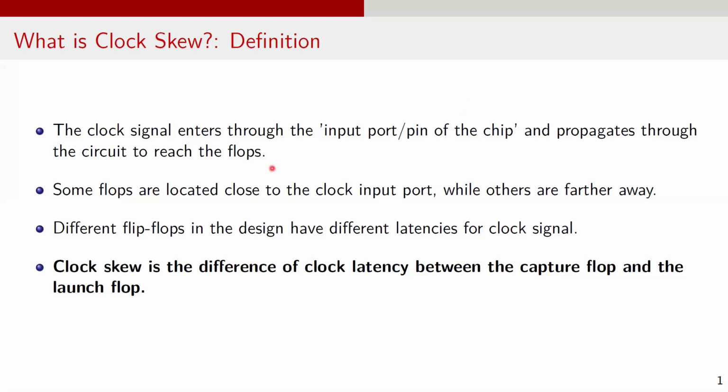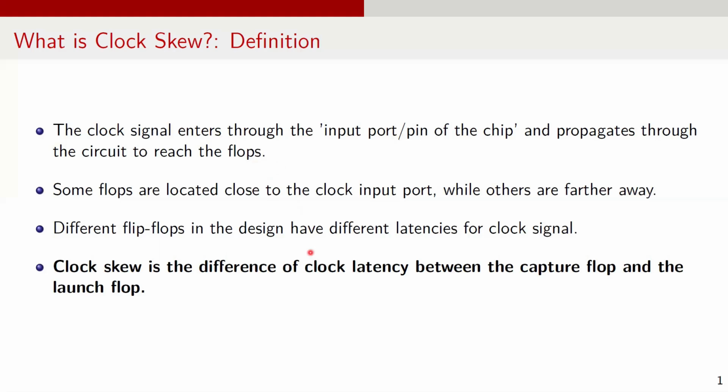In any chip, the clock signal enters through the input port or pin and propagates through the circuit, eventually reaching the clock input of each of these millions of flops. Some flops are located close to the clock input port, while others are farther away. As a result, the time it takes for the clock signal to travel from the input port to each flop varies. This means that the same clock edge can arrive at different flops at slightly different times, depending on the path it takes through the circuit.